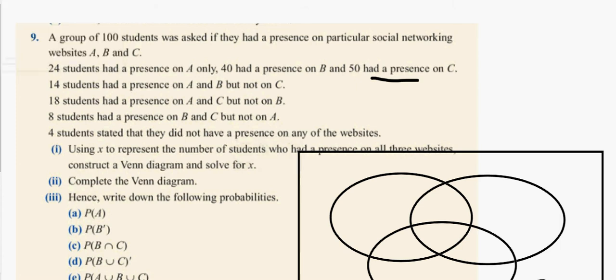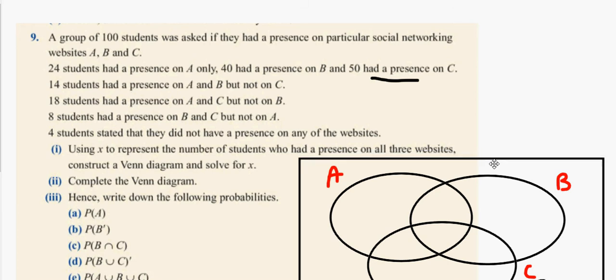Okay. 100 students were asked if they had a presence on a particular social network in sites A, B, and C. We have A, B, and C. Now, using X to represent the number of students who had a presence on all three websites, you always start in the middle where you can. In this case, we're given the middle, which is X. Everybody cool with that? Now, let's work our way up the list.